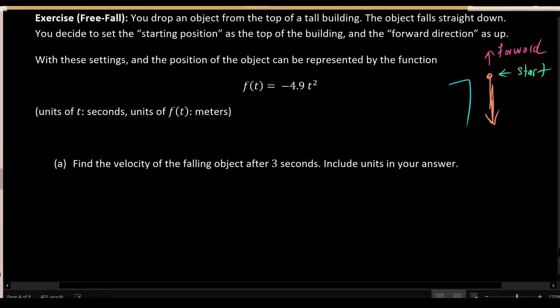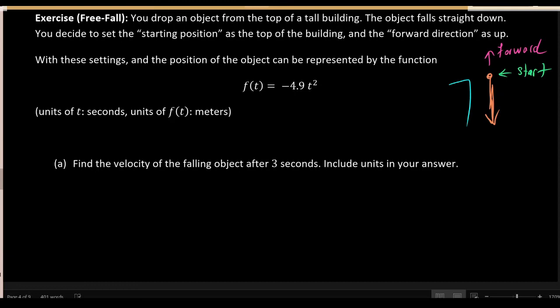So as time goes along, the object starts at the starting position and falls downward, which is opposite of the forward direction. So over the course of time, the object is moving away from the forward direction, and the object's position is getting more and more negative. Now, if you agree to set up a problem with this starting position and with this forward direction, you can actually find a function which can be used to predict the position of the object at any given time.